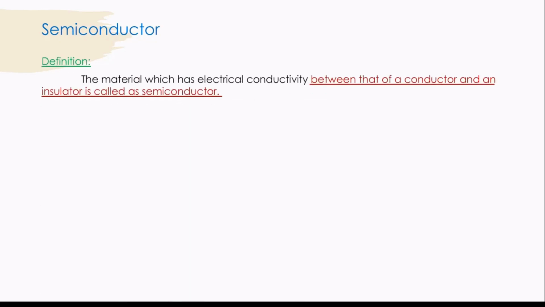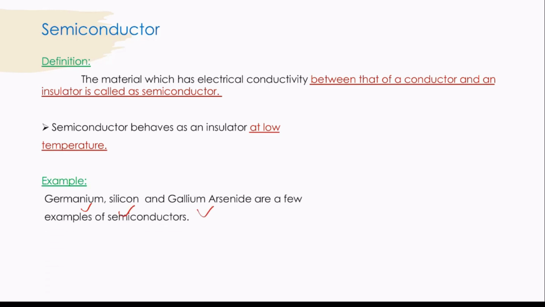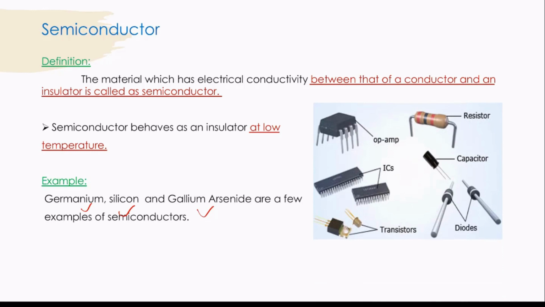till the end. Now moving on to the topics, the first one is semiconductor. How we can define a semiconductor? The materials in which the electrical conductivity is in between the conductors and the insulators, those types of materials are called semiconductors, and these semiconductors behave as an insulator at low temperature. The best examples for the semiconductors are germanium, silicon and gallium arsenide. Now if you see here, these are the devices which make use of these semiconductor materials.